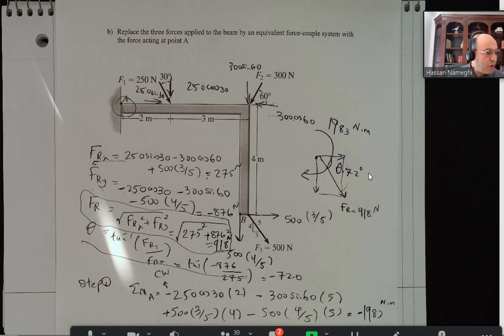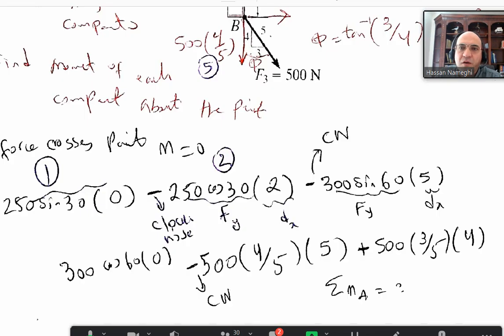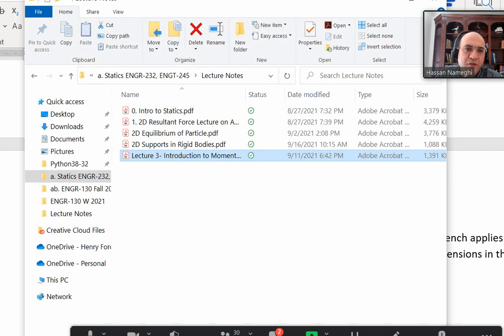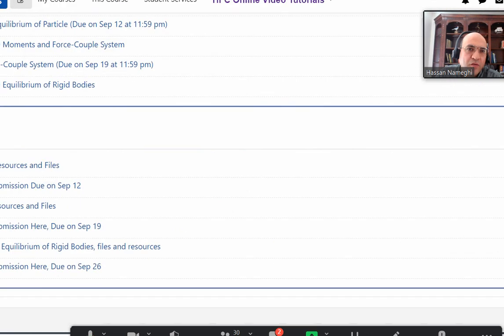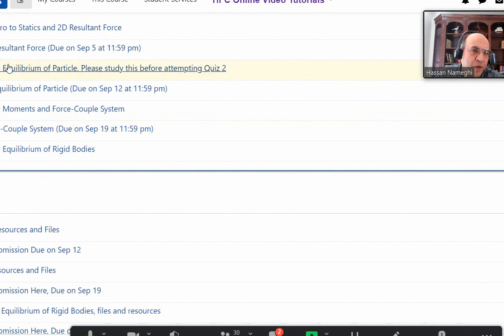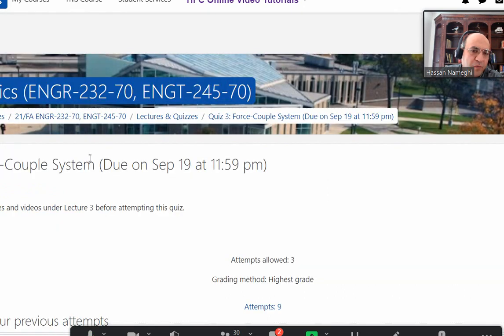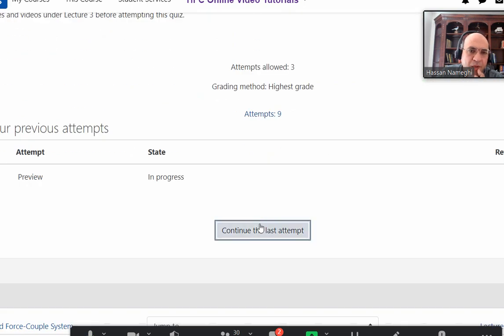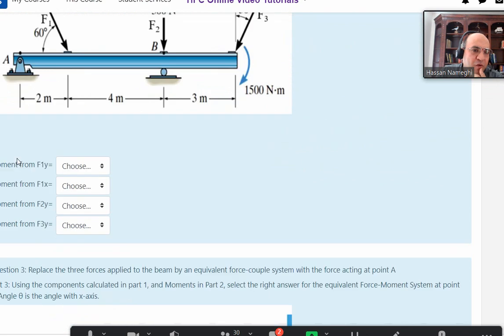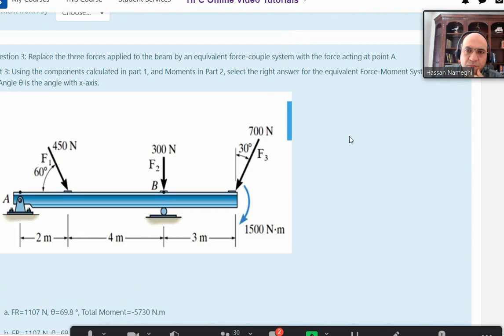So I have a couple more examples. I want to jump into your quizzes because many of you sent questions related to quizzes, which I haven't covered yet. So let me quickly go over those. In quiz three, about the force couple system, let me start with the first problem.